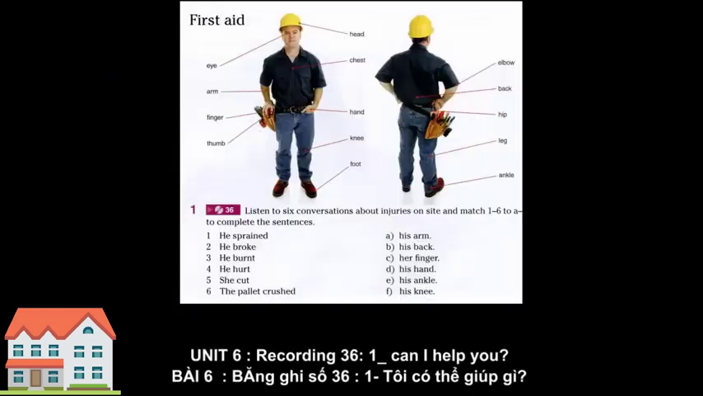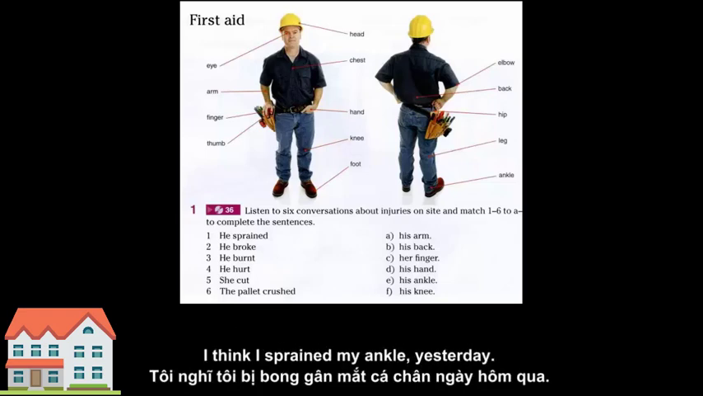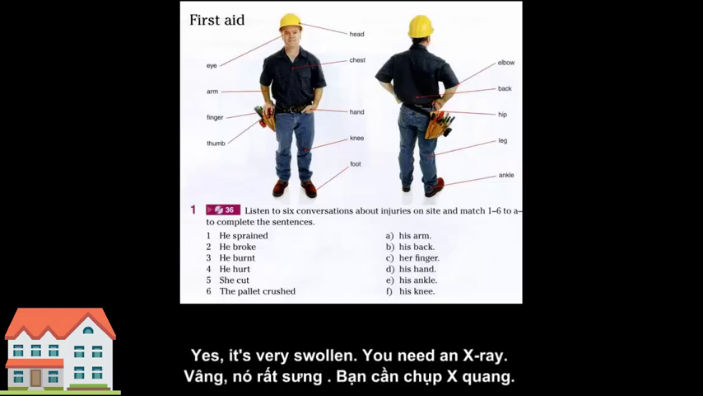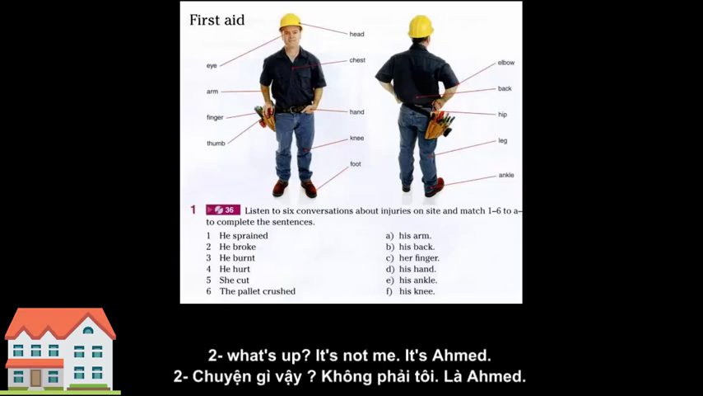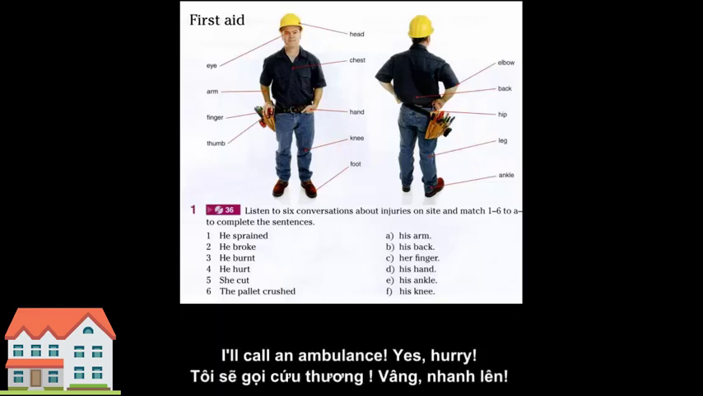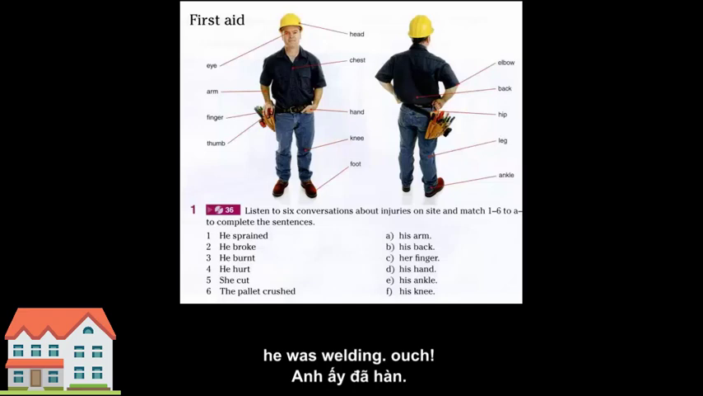Unit 6. Recording 36. 1. Can I help you? Hello, Doctor. Yes, please. I think I sprained my ankle yesterday. I tripped on some debris on the building site. Let's have a look. Yes, it's very swollen. You need an X-ray. 2. What's up? It's not me. It's Ahmed. He fell off the scaffolding. He broke his arm. I'll call an ambulance. Yes, hurry. 3. What's the matter? He burnt his knee. He was welding. Ouch.